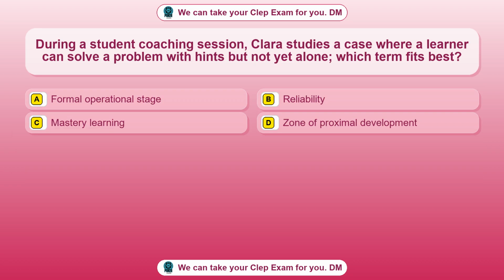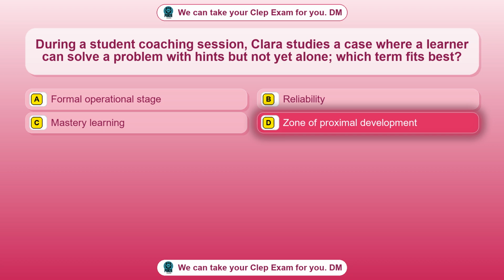Question 13. During a student coaching session, Clara studies a case where a learner can solve a problem with hints but not yet alone. Which term fits best? Option A, formal operational stage. Option B, reliability. Option C, mastery learning. Option D, zone of proximal development. The correct answer is option D.